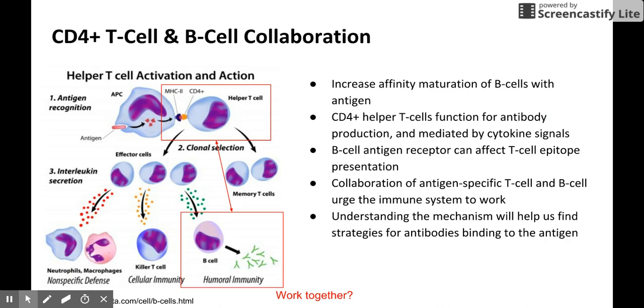other T cells. From previous studies, it is believed that CD4 plus T cells work together with B cells and the immune system. CD4 plus T cells increase the antibody affinity to antigen. The B cell antigen receptor can affect T cell epitope presentation by either inhibiting or favoring pathways for antigen processing. However, relationships of epitope-specific T cell and B cell responses within a single antigen have not been reported.